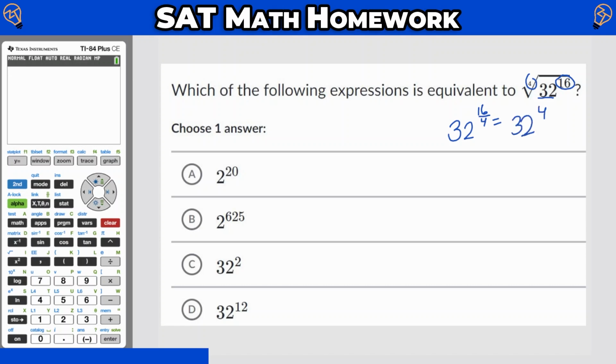However, none of the answer options say 32 to the 4th. In fact, we can eliminate options C and D because clearly we'll have to rewrite 32 somehow to become more like this, because neither of these say 32 to the 4th. So now we have a 50-50 chance. And we know that based on the answer options, they're saying we need to rewrite 32 as 2 to the something. Well, 32 can be rewritten as 2 to the what?